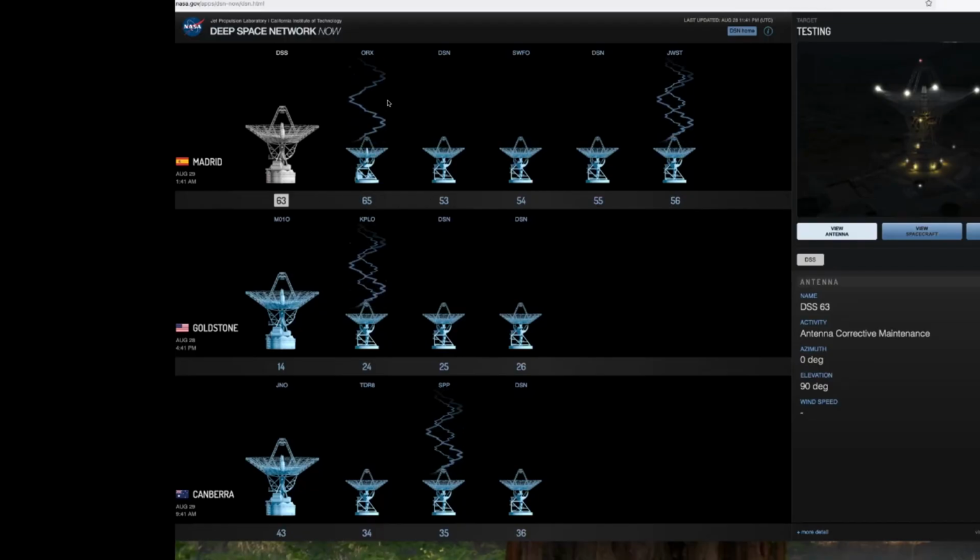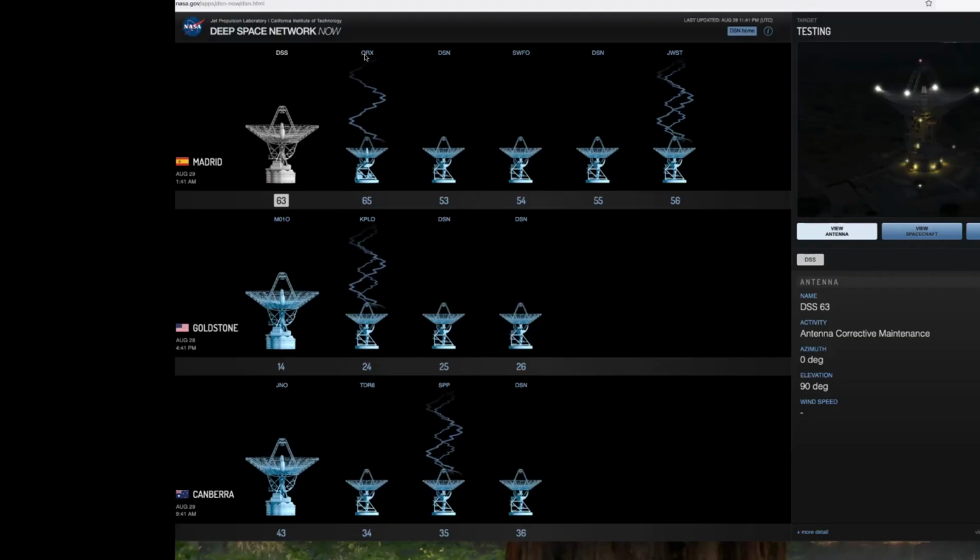When there's a wiggly thing going up, that means we're transmitting to a spacecraft. If it's going up and down, we're transmitting and receiving. These are icons of the station. There's a 70-meter dish at each complex. These can detect the energy of a match at the distance of Mars.